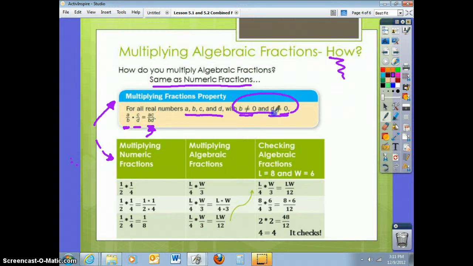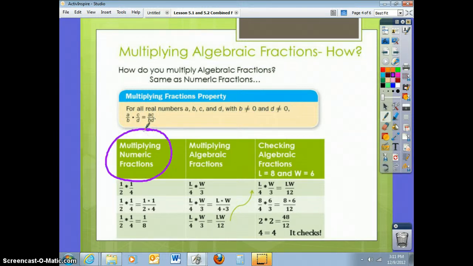Now, before we talk about how to do it with numbers and algebraic fractions, let's review why they said b and d cannot be equal to 0. Remember, you cannot divide by 0. It's impossible to do, so they call it undefined. So therefore, the denominators in any fraction cannot be 0. Okay, so let's talk about first multiplying numeric fractions, and then taking that same idea and showing how you use that to multiply algebraic fractions. And then after we do that, we're going to check it.